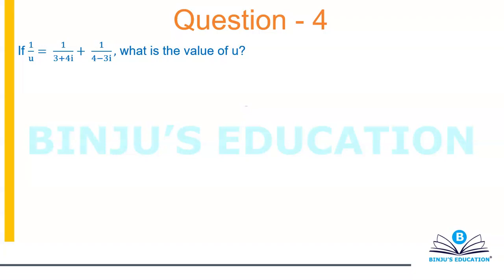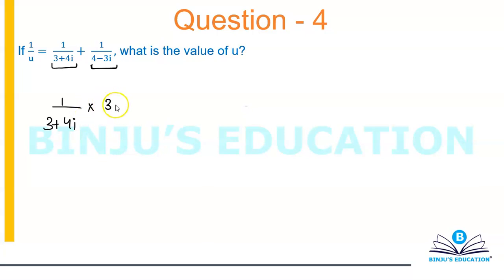Alright, so I'm going to solve these two expressions separately. Because if I have 1 over 3 plus 4 iota, again, as I've told you before, I cannot have iota in the denominator. So I need to multiply and divide by the complex conjugate of the denominator.